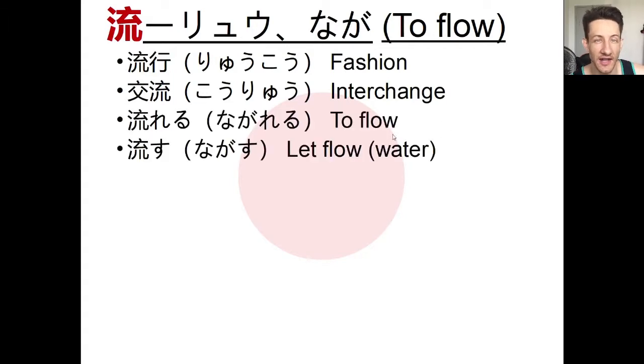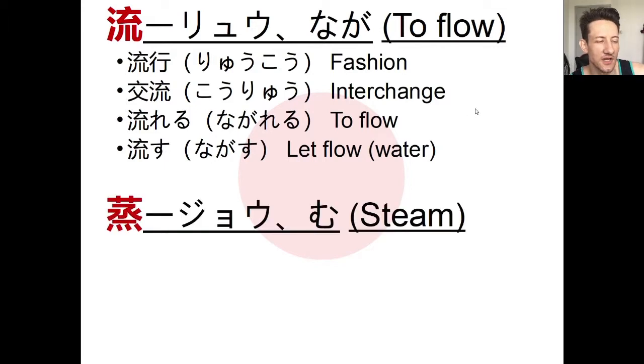So, 流す means to let flow. So, 水を流す, right? トイレの水を流す, flush, let the water flow, right? But 流れる means just to flow. So, 水が流れている. 水は流れている, right? So, the water is flowing.